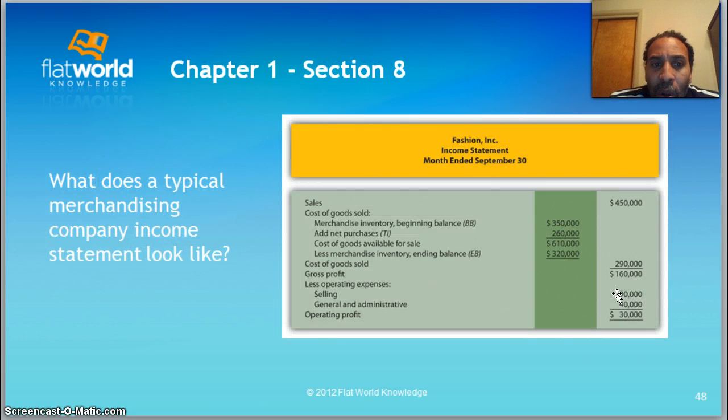And so what does a typical merchandising company income statement look like? It looks like this, right? So not that much different than a company that does manufacturing, but it's definitely different. So just so you know the terminology, even though we're mainly focusing on manufacturing because it's good examples for managerial accounting. So you have $450,000 in sales. You have cost of goods sold, which is everything added up here.